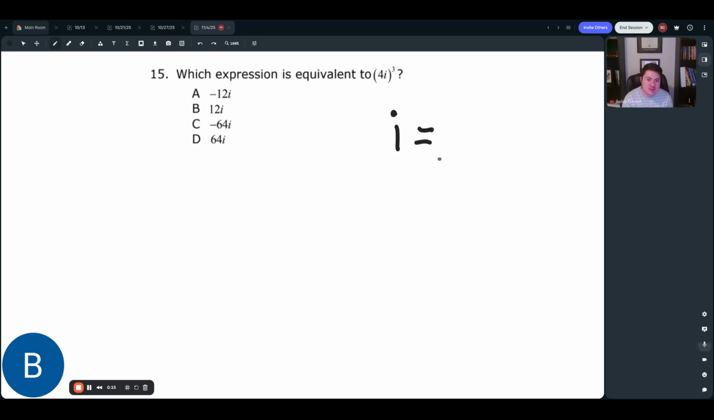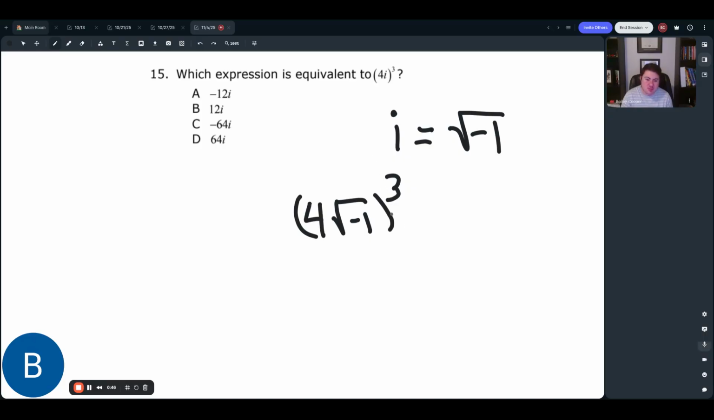i actually isn't a variable. It has a specific meaning, kind of like how the symbol for pi has a specific meaning. Pi is approximately equal to 3.14. It goes on forever, right? So this symbol has a specific meaning. So does i. i's meaning is the square root of -1. So equivalently, we could rewrite this expression as 4 times the square root of -1 cubed.